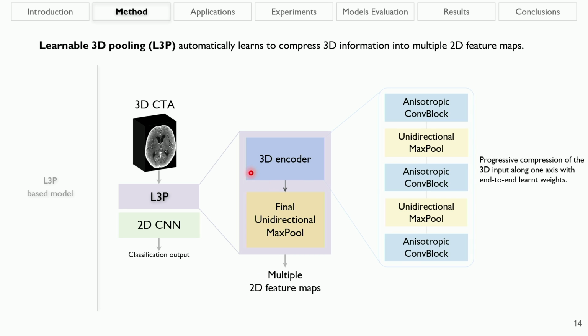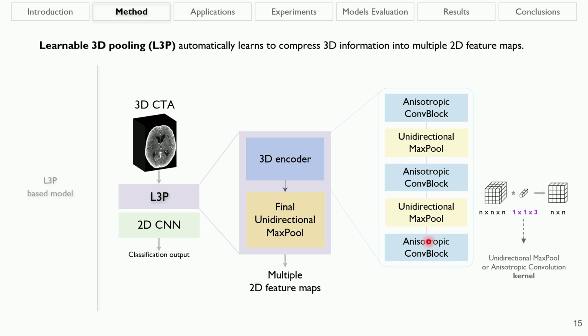Actually, the 3D encoder is designed to progressively compress the 3D input along one axis with end-to-end layered weights. This creates a variable number of feature maps that encode different combinations of 3D to 2D compressions regarding the weights that have been learned. This is implemented using 3 convolutional blocks that use anisotropic convolutional filters, followed by unidirectional max pooling operations, which are applied along the compression axis.